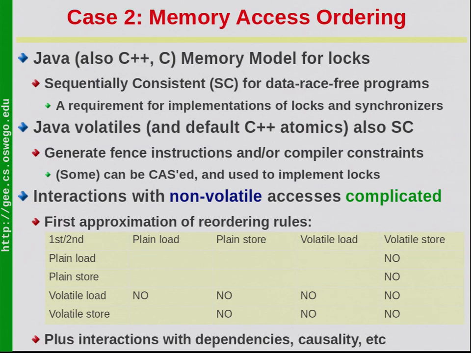The other part is that back when the Java memory model was being created, people said what we want is sequential consistency or die. We want something that says your multi-threaded program acts as if it were a single CPU time slicing all the threads.